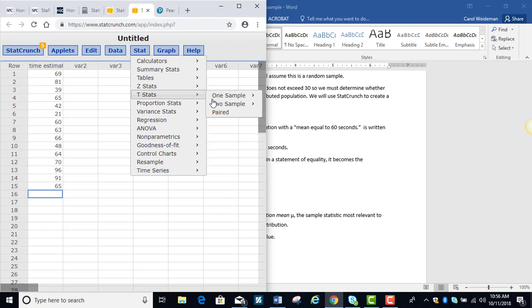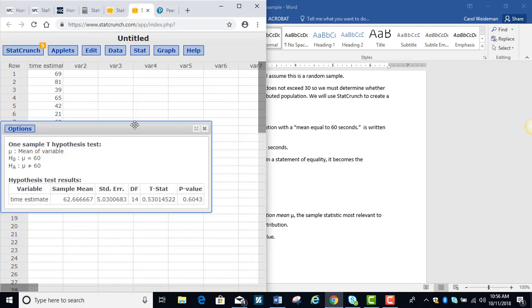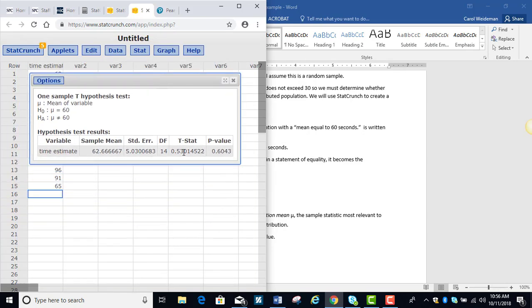Stat, T Stats, One Sample. This time I've got the data. So I'm going to select the variable, and I'm going to do a hypothesis test. And remember, we were testing whether the mean was equal to 60 versus not equal to 60. And I get a t-statistic here of 0.53 with a p-value of 0.6043. The alpha level we were using is 0.05. Since the p-value is not less than 0.05, we fail to reject. We have insufficient evidence to say that the students are estimating the time different from 60 seconds.